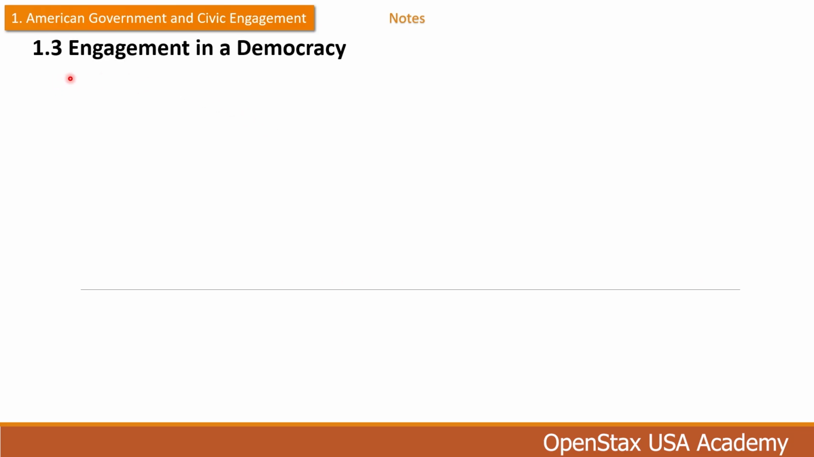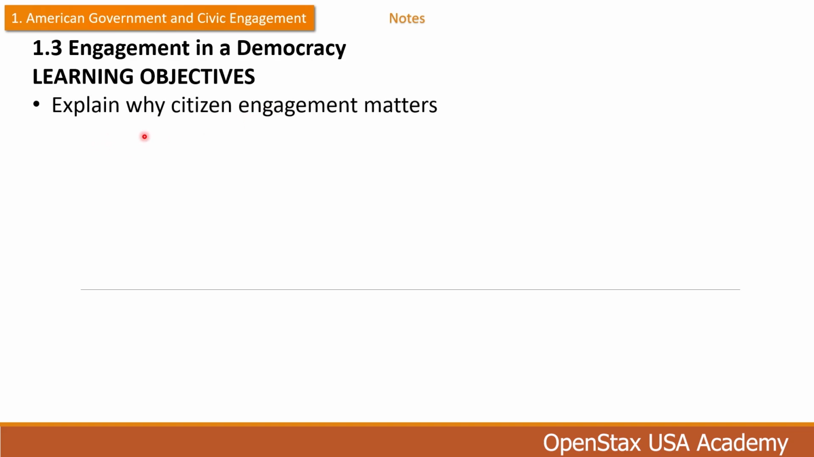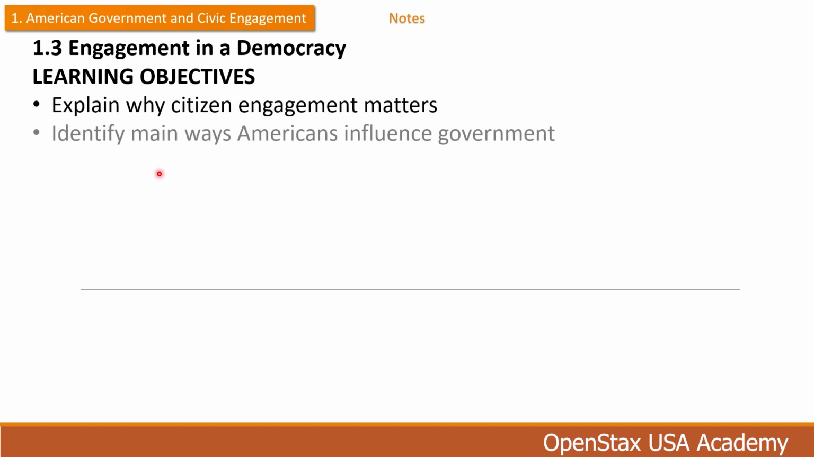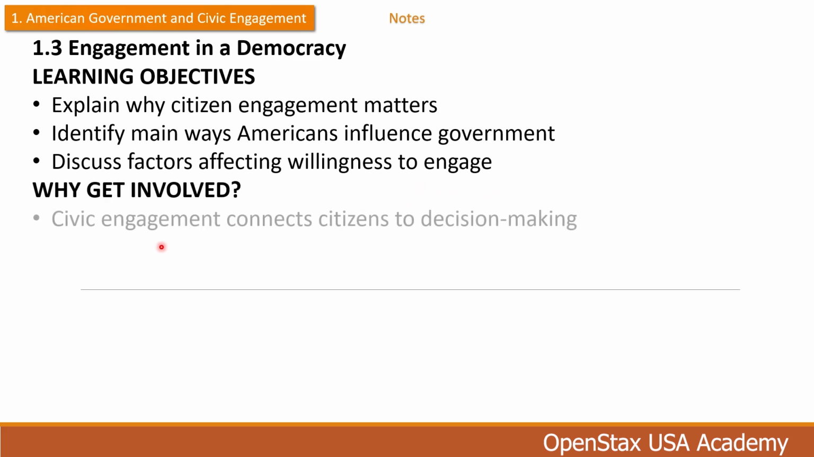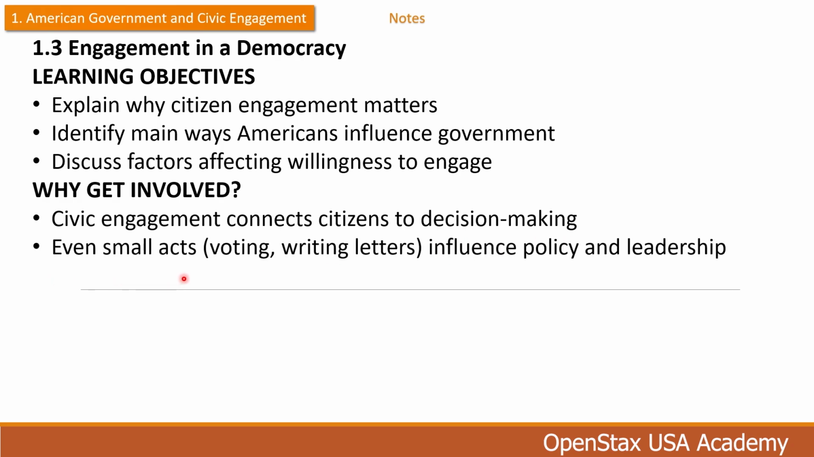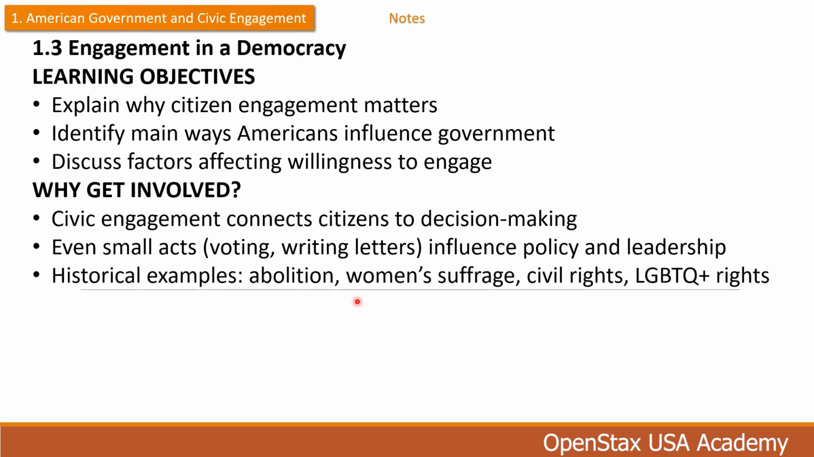Next, 1.3 Engagement in a democracy. Learning objectives: explain why citizen engagement matters, identify main ways Americans influence government, discuss factors affecting willingness to engage. Why get involved? Civic engagement connects citizens to decision making. Even small acts, voting, writing letters, influence policy and leadership. Historical examples: abolition, women's suffrage, civil rights, LGBTQ+ rights.